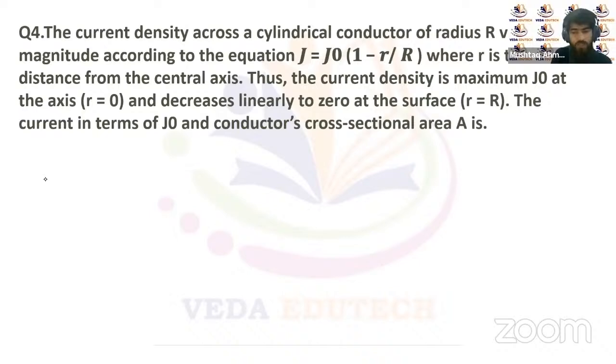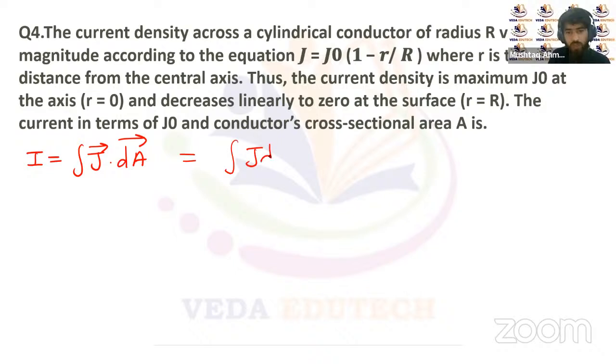Now we know that the relation between the current and the current density is the integral of J dot dA, where current density is a vector and area is also a vector, the area vector. The direction of the area vector will be along the direction of current density, so that their dot product will be equal to J into dA.